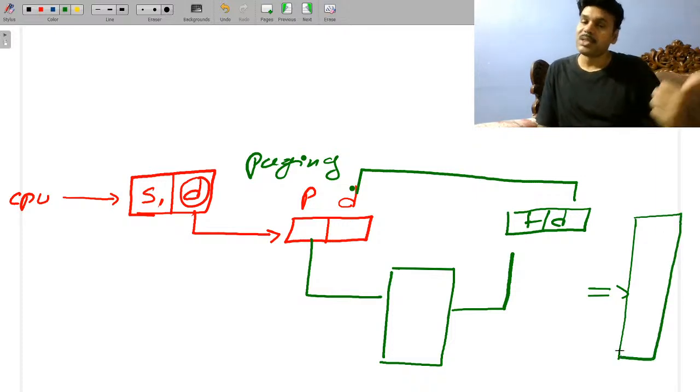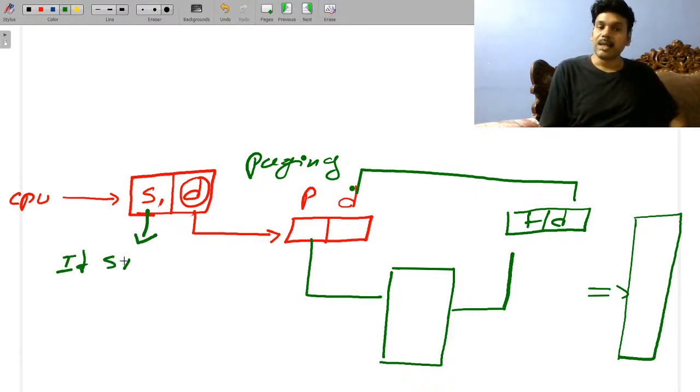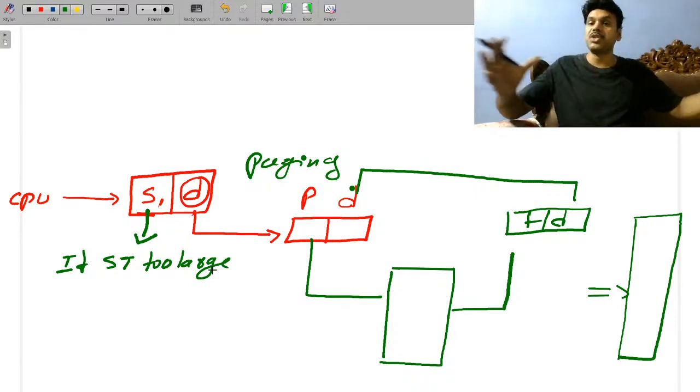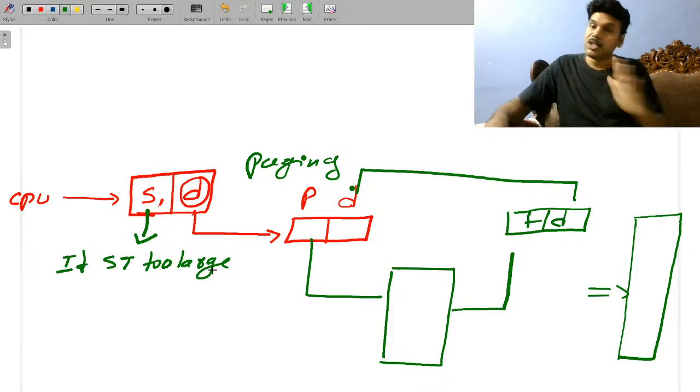But now the problem is this side. What is that? If this S, if the segment table is too large, that means you are unable to accommodate it there, your segment table becomes huge. And why allocate that much memory to the segment map table? Therefore there is a requirement of splitting it, like a multi-level segmentation I am doing.